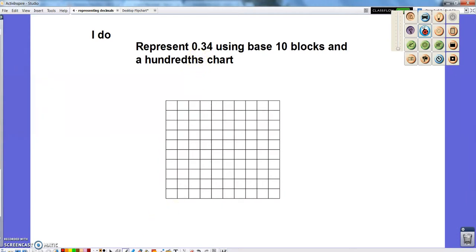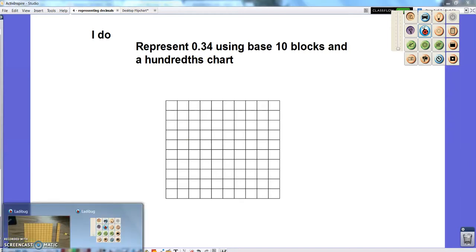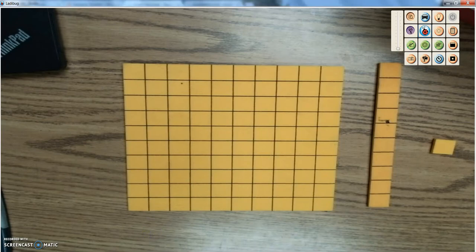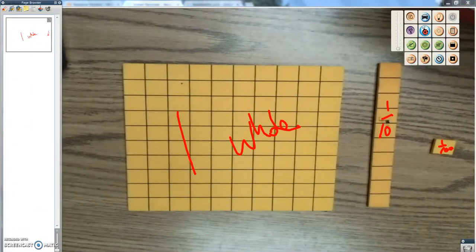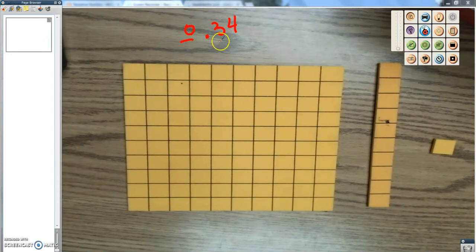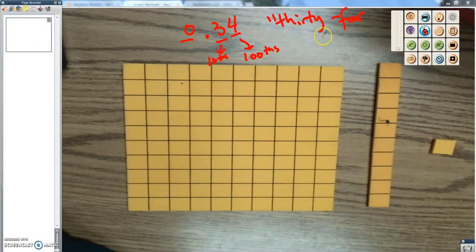I'll start with the base 10 blocks. So I'm going to represent the decimal 34/100. Remember we talked about how this is tenths and this is 100ths. So I can read this as 34/100ths. That's how I say it. So 34/100ths would be 34 of these, because each of these is 1/100th. And so I can represent 34/100ths by getting 34 of these.